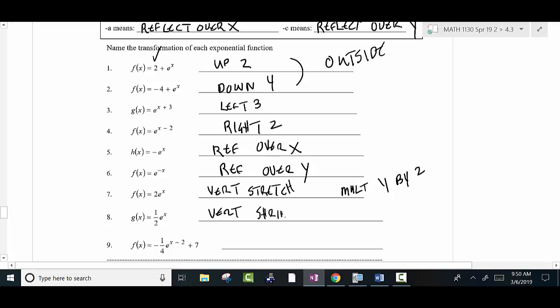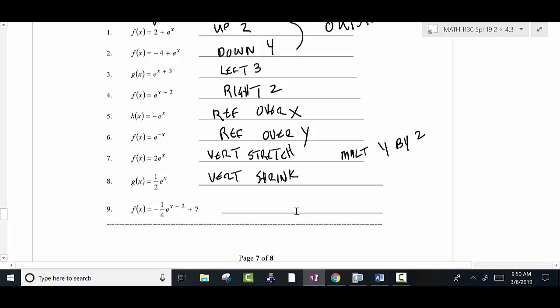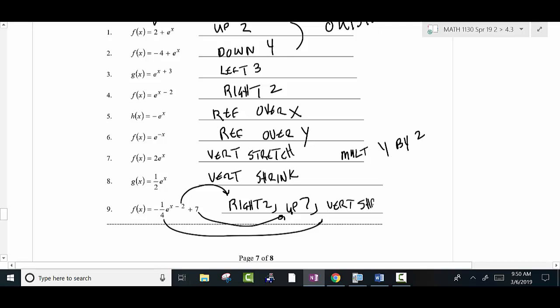And then the last one has several transformations. Let's just write this one down, then we'll finish the last page up next time. So basically, the 2 does right 2. The plus 7 takes you up 7. The 1/4 is a vertical shrink. Okay, and then the negative reflects over the x-axis, like that, okay?